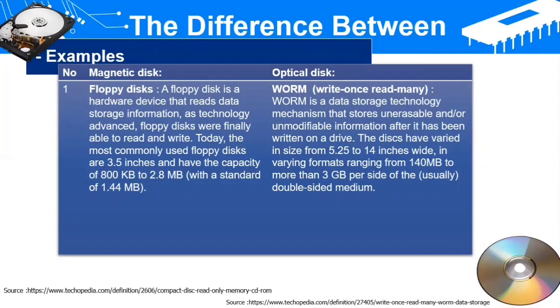And in optical disks, there is WORM, or write once read many. WORM is a data storage technology that stores unerasable and or unmodifiable information after it has been written on a drive. The disks have varied in size from 5.25 to 14 inches wide, in varying formats ranging from 140 megabytes to more than 3 gigabytes per side of the usually double-sided medium.